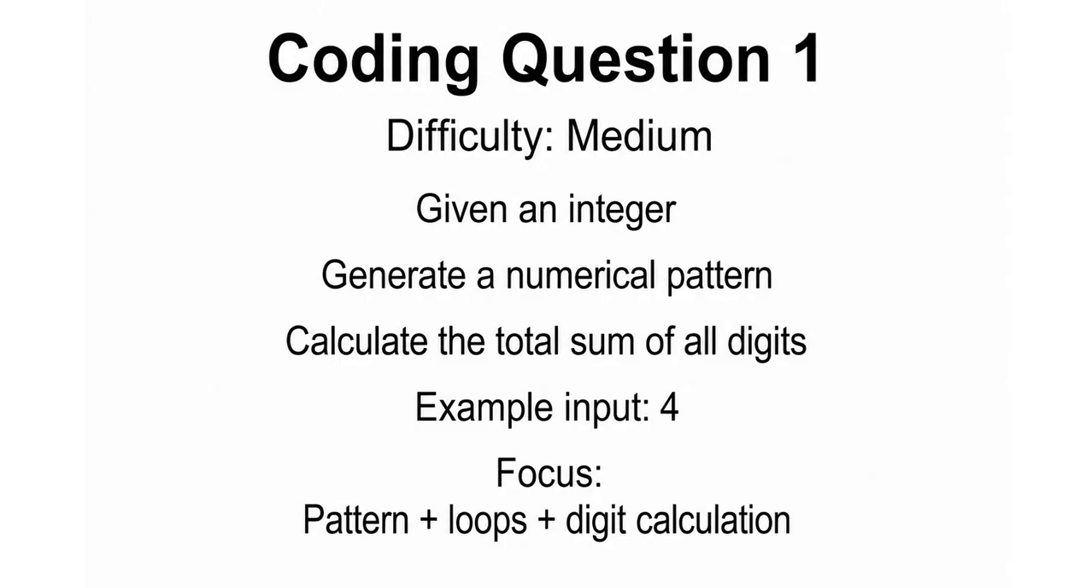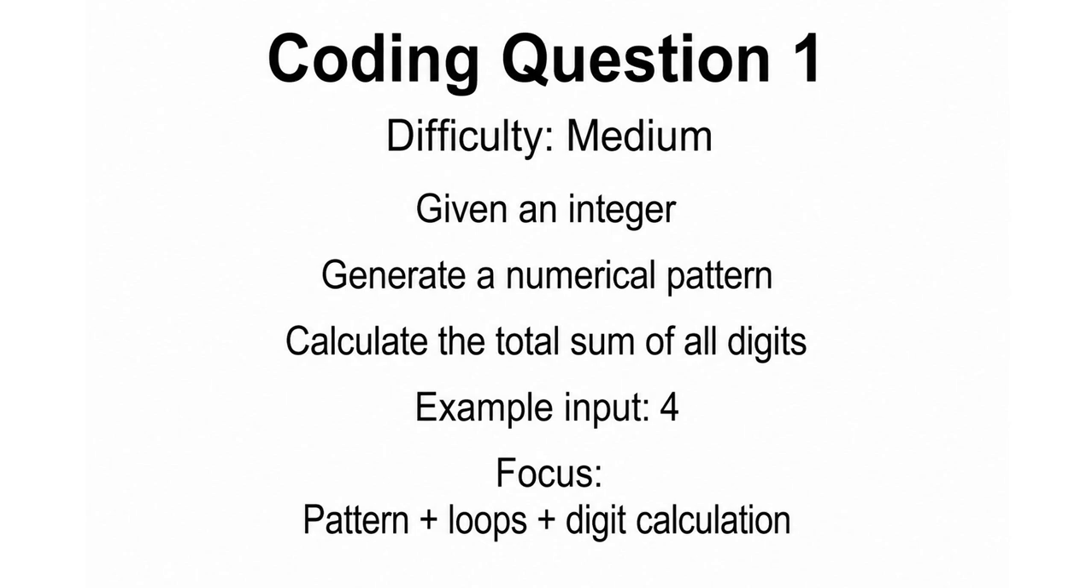Now let's look at the first coding question. This was the medium level question. The problem involved taking an integer as input, generating a numerical pattern and then calculating the total sum of all the digits in that pattern. For example, the input mentioned is 4. So this type of question mainly tests your understanding of patterns, loops and digit calculation.